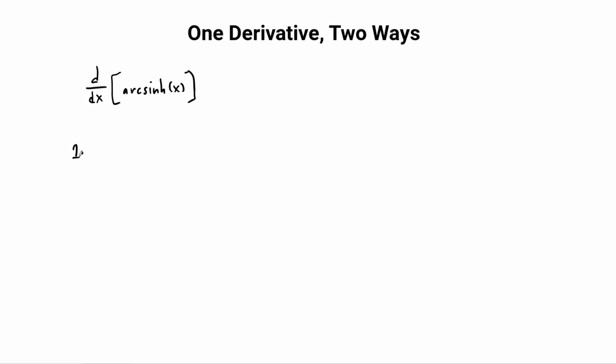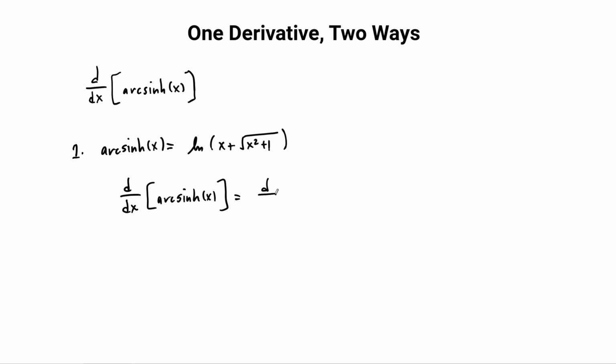So method number one is we recall that the arcsinh of x function is the natural log of x plus the square root of x squared plus 1. And now we're just going to very carefully take the derivative of this using chain rule. So the derivative with respect to x of our arcsinh function, I'm just going to very carefully work through all the details here, is the derivative of the natural log of x plus the square root x squared plus 1.